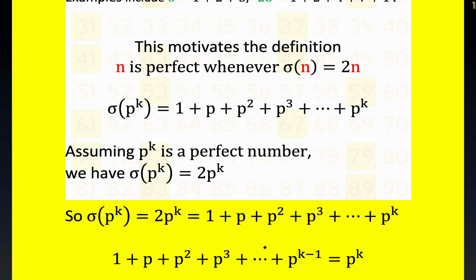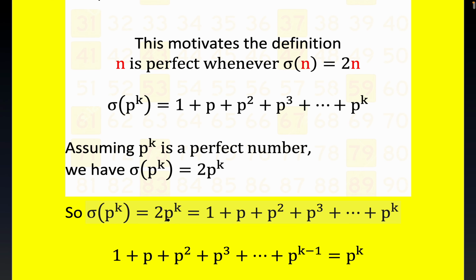Now, when you subtract p^k from both sides, I didn't write it in here, y'all, but there's a plus p^k minus 1 that precedes p^k, right? So that's where this comes from.